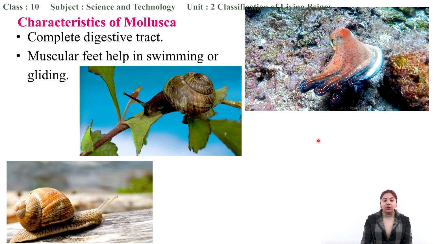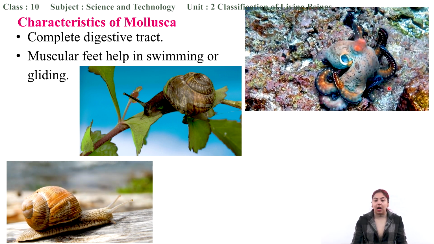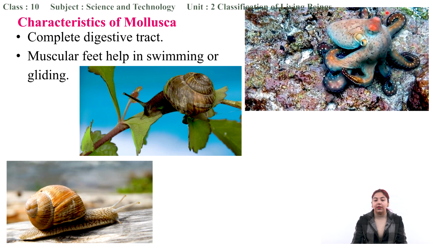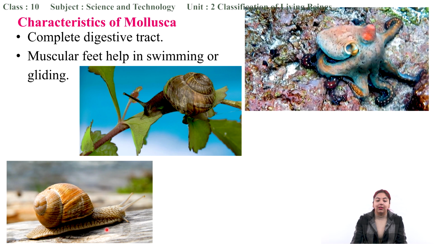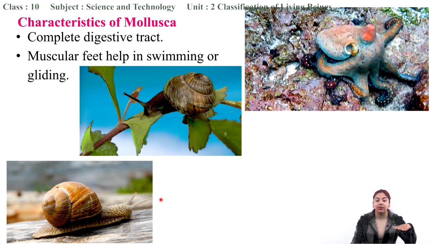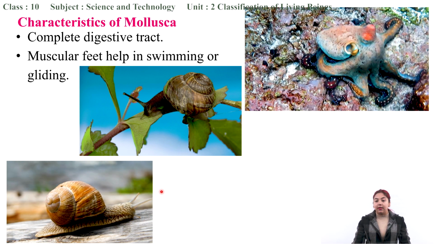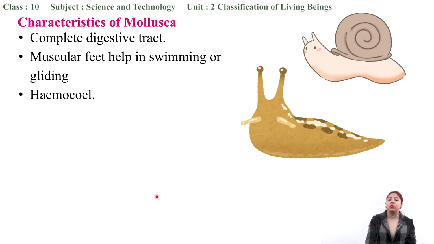Now, they have muscular feet that help in swimming or gliding. You can see here the muscular feet of this octopus help it to swim, and you can see that this muscular foot of the snail is helping this snail to glide through the surface. Now, they have hemocoel. So, what is a hemocoel? We just studied about it in the case of arthropoda. So, what is a hemocoel?